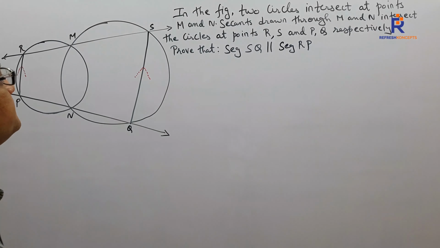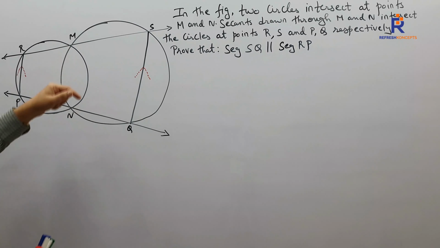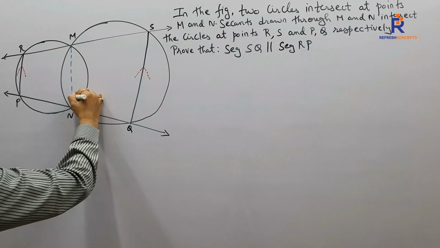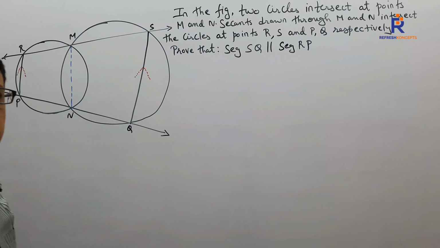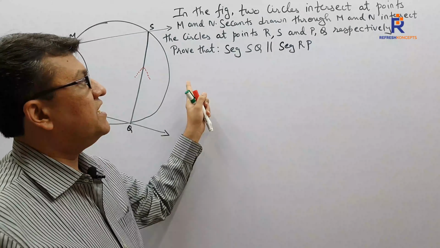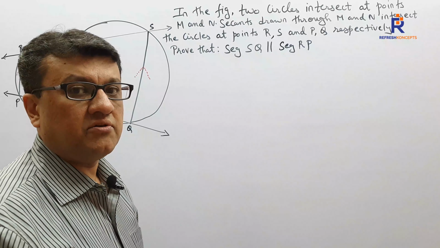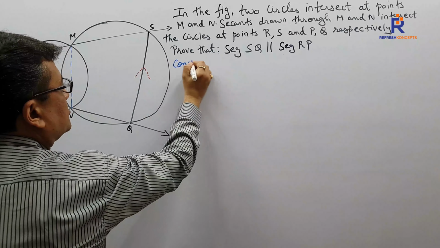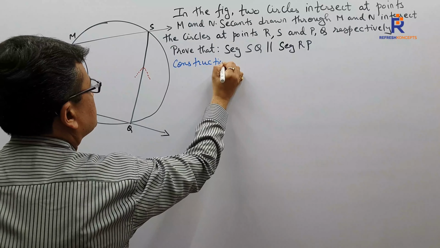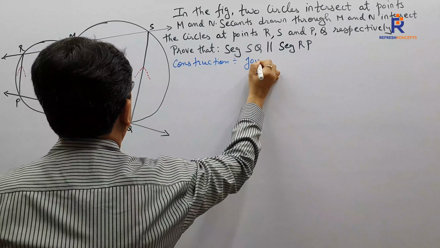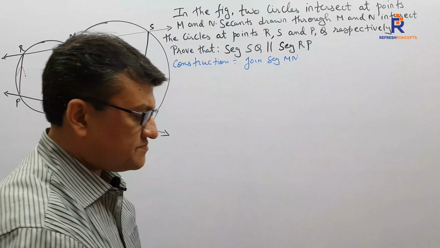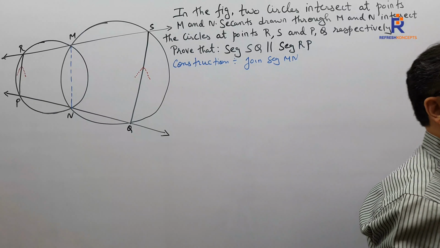So that you can understand the sum very easily. Right? Let's proceed. What I'm supposed to do is join MN. That's what the construction will be. Join MN. If you want, you can write that as construction, or in the first statement of your proof you can write, join MN. If you want, you can write under construction, join segment MN.